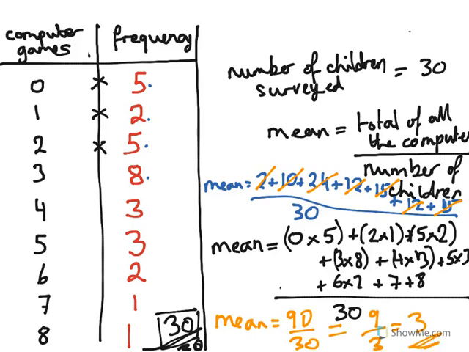So the mean number of all of these numbers that we found out, the average number of computer games that the pupils in this classroom had, was 3. Now we'd like to find out what the median is.